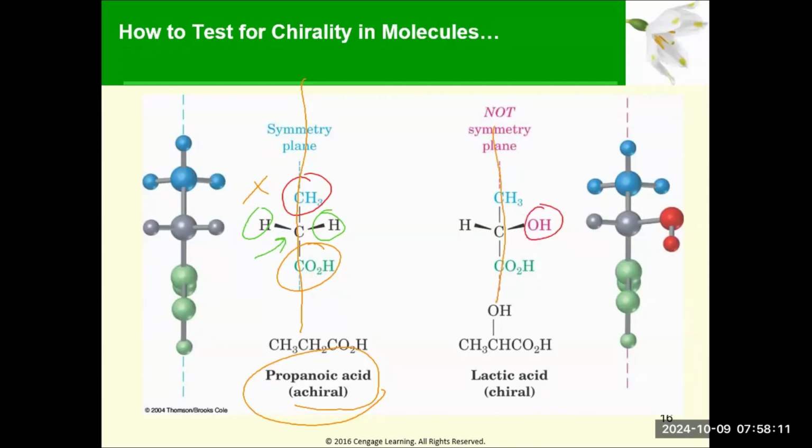OH, methyl, carboxylic acid, and a hydrogen. There's no symmetry in the plane. Therefore, it is chiral.